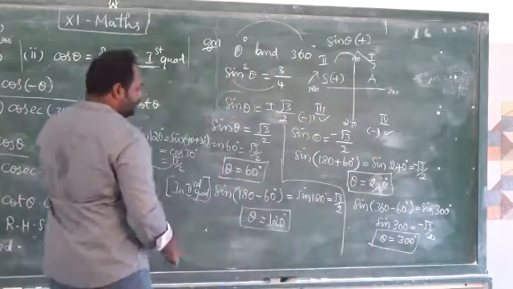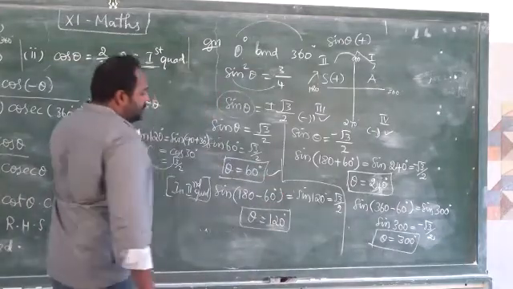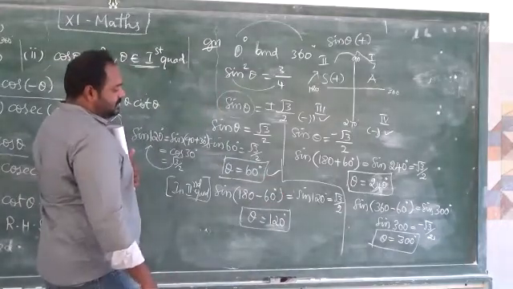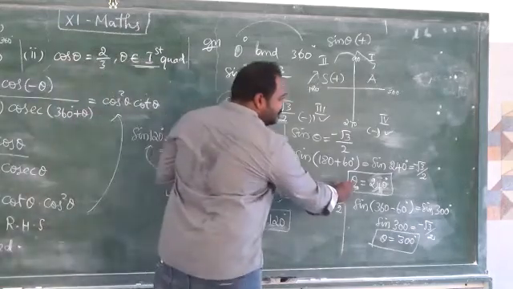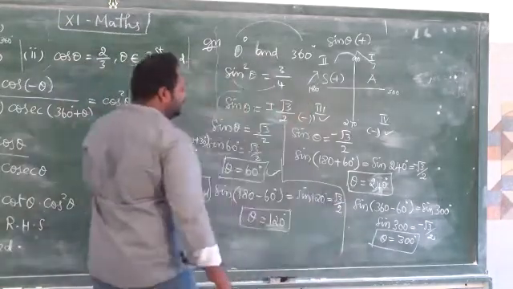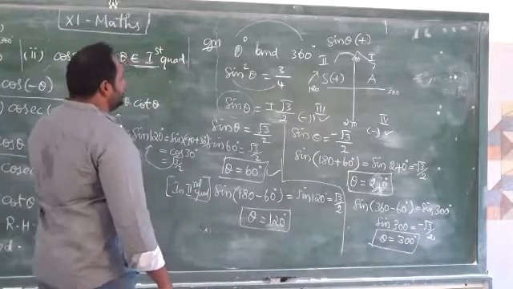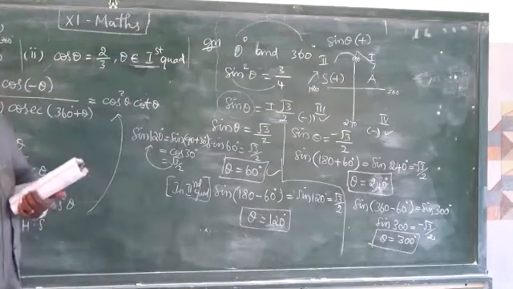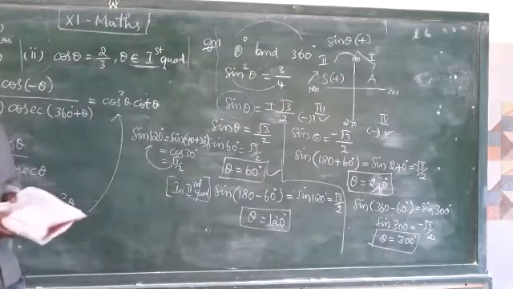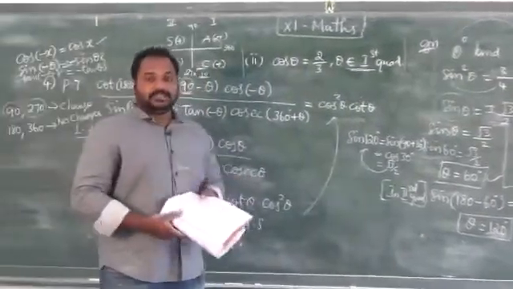So what are the four values? Theta values, angles. Theta is equal to 60, theta is equal to 120, theta is equal to 240, theta is equal to 300. These are the four required values for question number 5. So by this we are going to conclude today's class. We will see the remaining problems in the next class. Thank you.